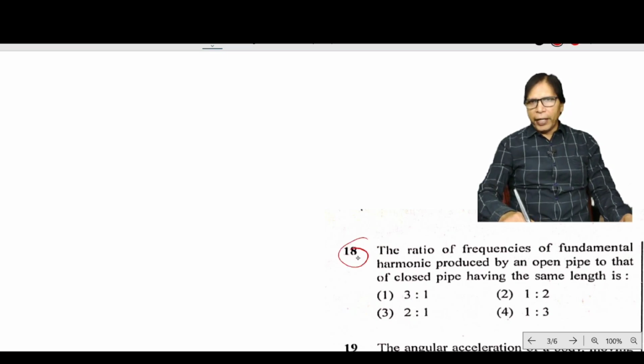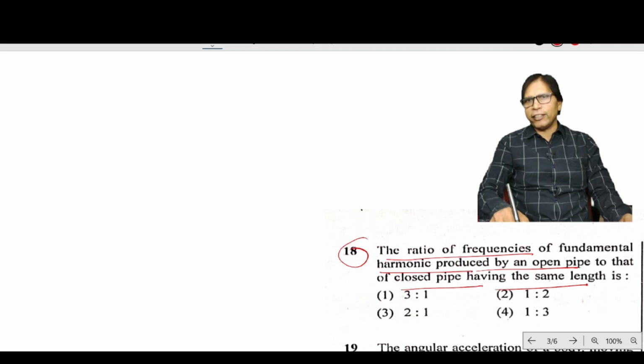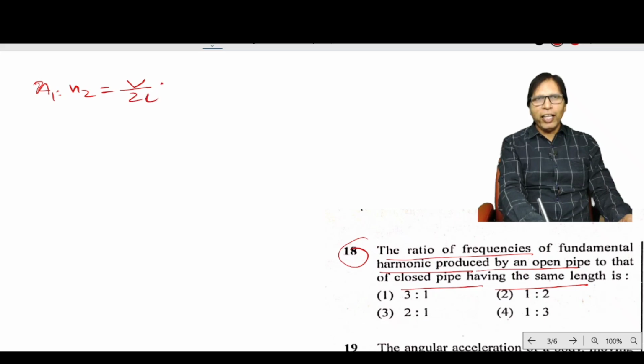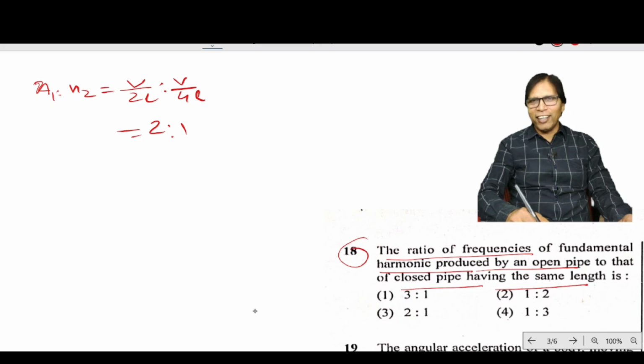Look at question number 8. The ratio of the frequency of the fundamental harmonic produced by an open pipe to that of a closed organ pipe having the same length, that is, the ratio between the fundamental frequency of the open organ pipe to the fundamental frequency of the closed organ pipe. This is V by 2L is to V by 4L. So this is 2 is to 1. Okay, this option is correct.